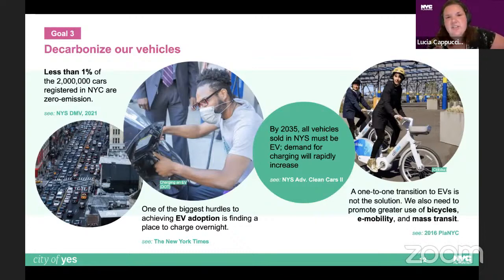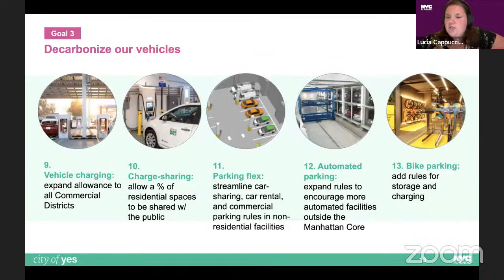Federal and state initiatives are underway, but one key issue that zoning touches on is where you can park and charge your electric vehicle. So addressing this need will be key to helping New Yorkers make that switch. Finally, this proposal also aims to support alternative transportation modes such as bicycles, scooters, or mass transit. So within this context, zoning can help support this goal with 5 key changes.